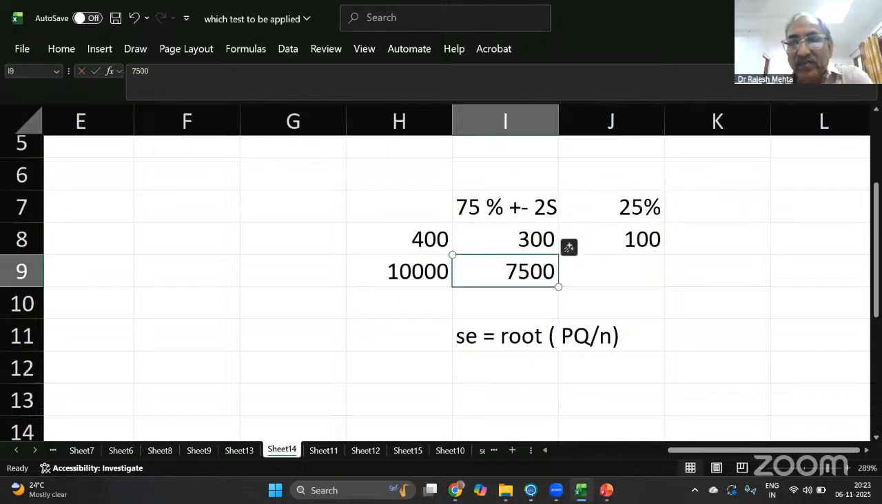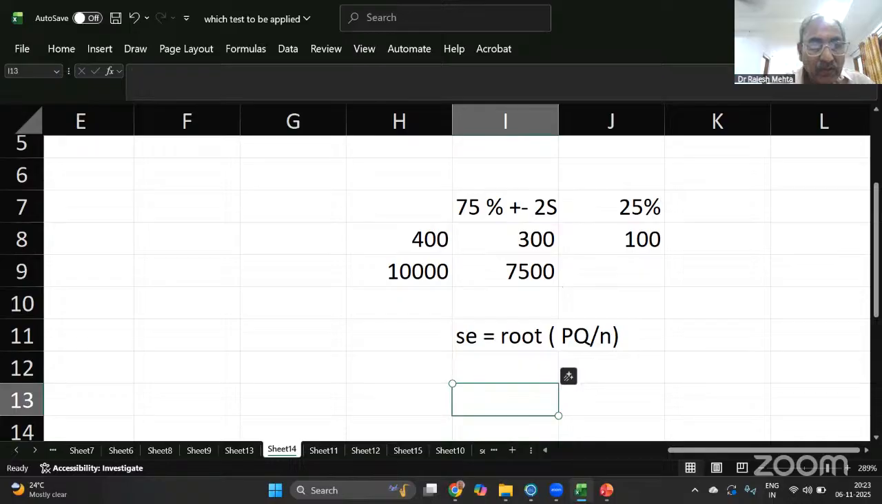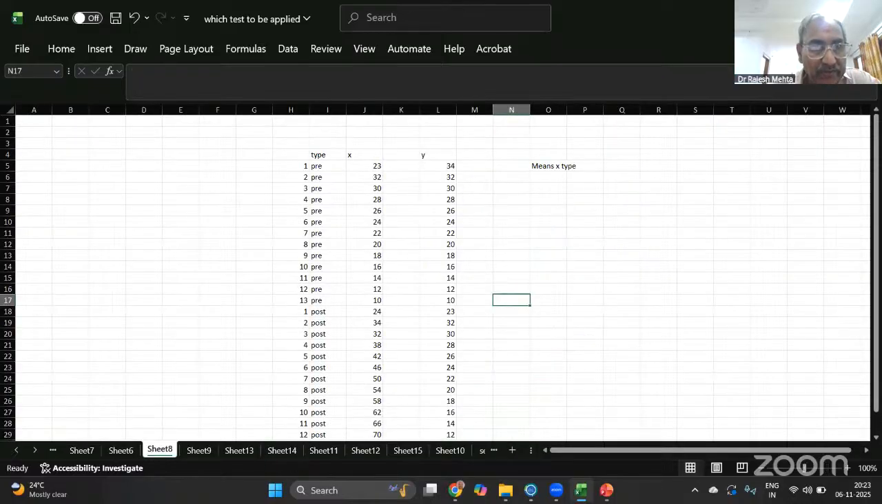So 7,500 is not the answer. Plus minus 2 standard error of proportion, you need to do it. If you can't understand, then you can tell me. Now we come back to the original sets.